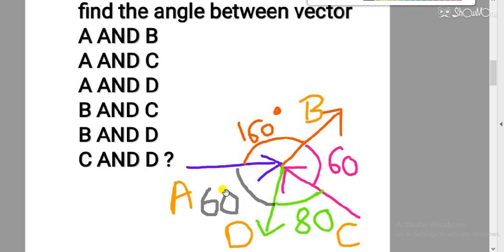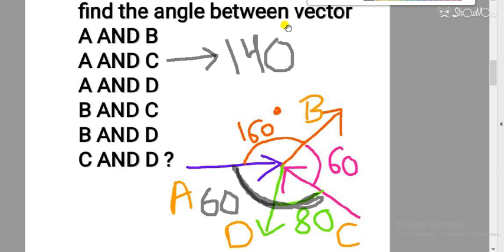But we have to find the angle between A and C. Firstly, you check whether A and C are meeting. The head of A is meeting the head of C. So that means this will be the angle between A and C. So 80 plus 60 is 140 degrees. So 140 degrees is the angle between A and C. I hope it is clear.